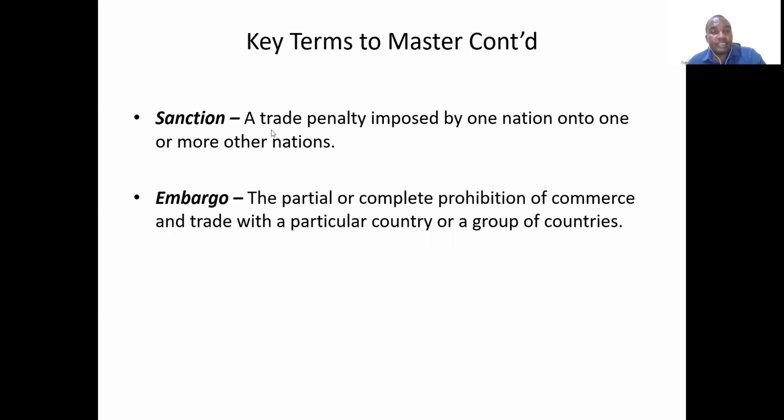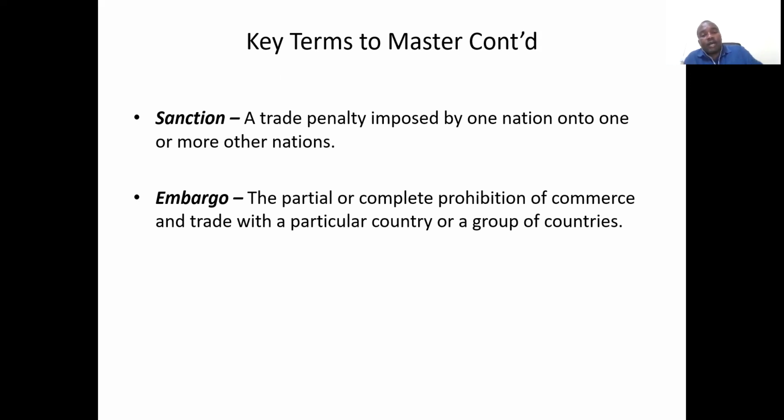What about sanction? The term sanction is used a lot in politics, for instance. What are sanctions? It is a trade penalty imposed by one nation onto one or more other nations, usually for political reasons, or even sometimes for economic reasons, to retaliate the implementation of a certain policy. But sometimes sanctions are used to force certain countries to follow certain political systems, like respecting of human rights and all of that stuff.